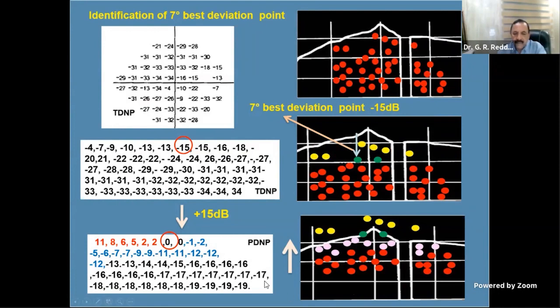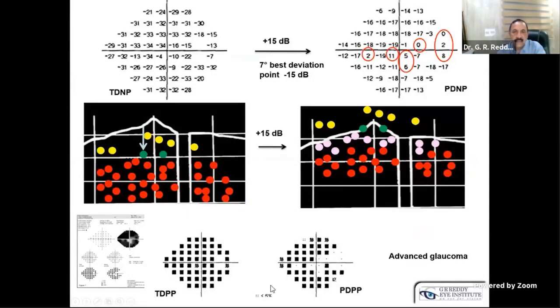Thank you, sir. Thank you for the excellent explanation. The next question: you were discussing different strategies, SITA Standard, SITA Fast and SITA Faster. You said that with SITA Faster the time of the test really comes down. What do you think are the advantages and disadvantages? And for a routine glaucoma patient, what should be followed as a standard?